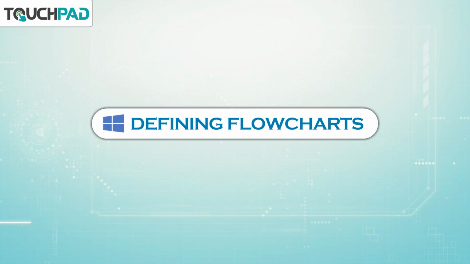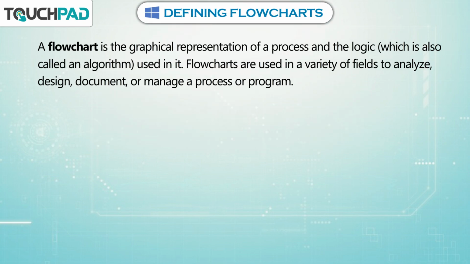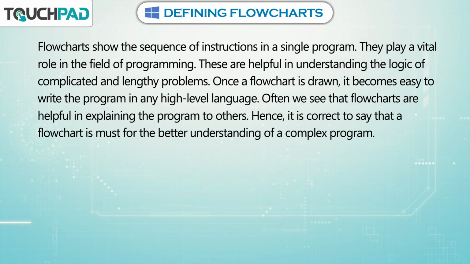Defining flowchart. A flowchart is the graphical representation of a process and the logic, which is also called an algorithm, used in it. Flowcharts are used in a variety of fields to analyze, design, document, or manage a process or program. Flowcharts show the sequence of instructions in a single program. They play a vital role in the field of programming.